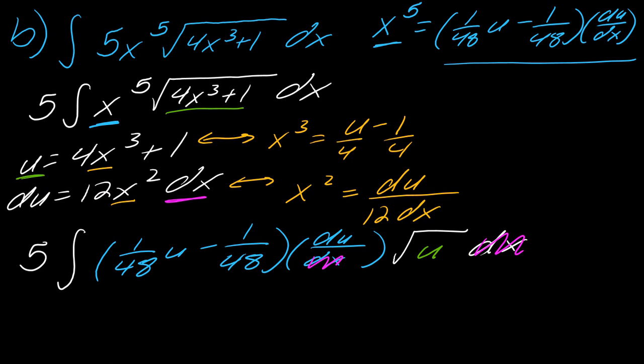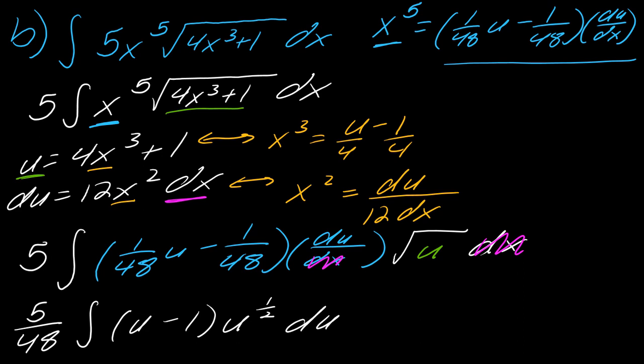Okay, so now let's see. If I rearrange this all now, let me bring the 48s out. So this 5 over 48. This leaves me with u minus 1 times u to the 1/2 du. So that worked out, huh? And now I can actually distribute this u to the 1/2 into the integral. I'm running out of space here, so I'd highly recommend that you write all of this detail down, because I'm going to get rid of it so that I can keep going with the problem.